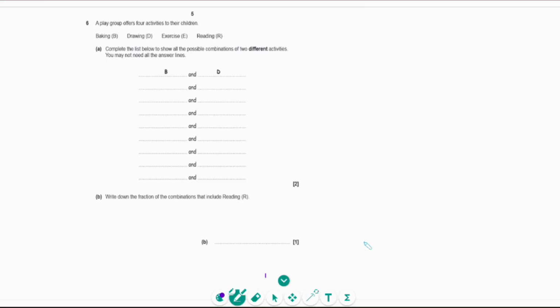Playgroup offers 4 activities to their children: baking, drawing, exercise, reading. Complete the list below to show all possible combinations of 2 different activities. You may not need all the answer lines. So we've got baking, drawing, we can have baking and exercise, and we can have baking and reading.